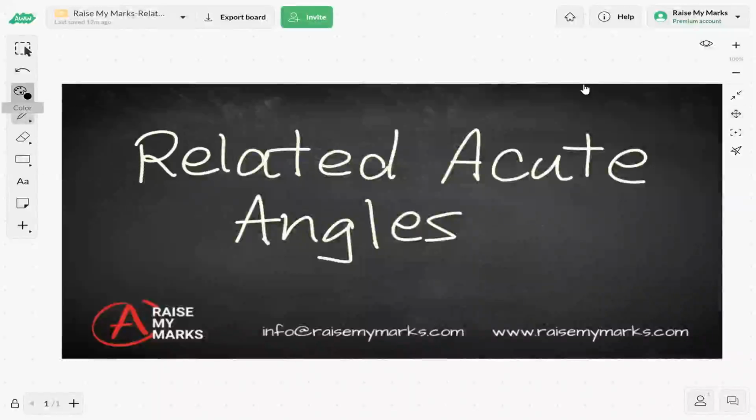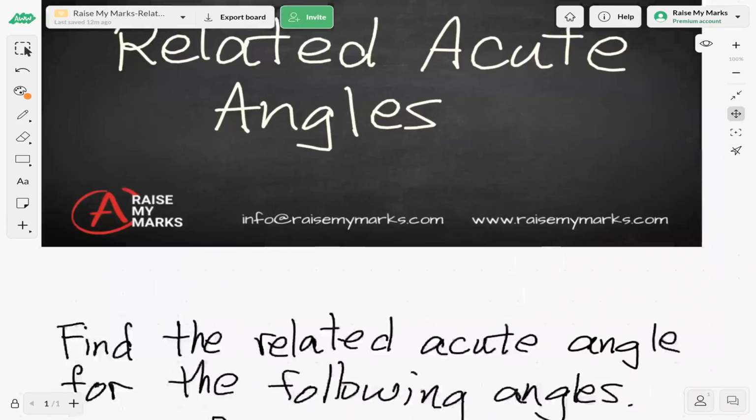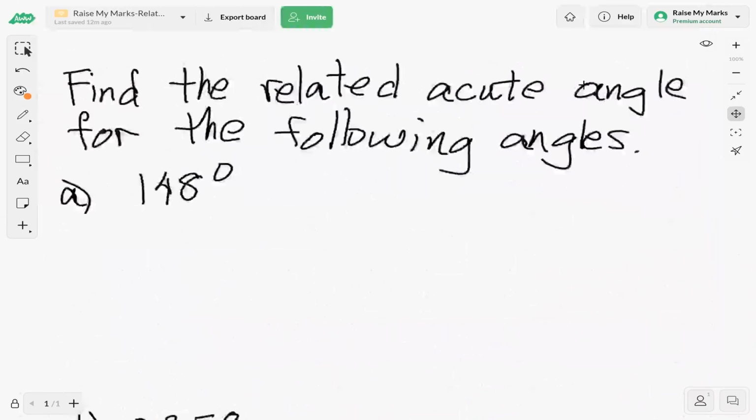So in this video, we're going to look at the related acute angle for a given angle. Okay, so we're asked to find the related acute angle for the following angles. So what is the related acute angle?